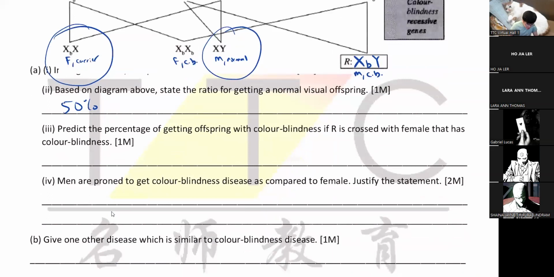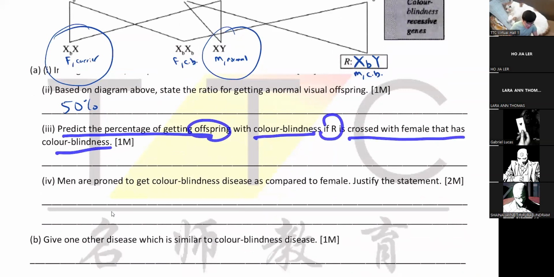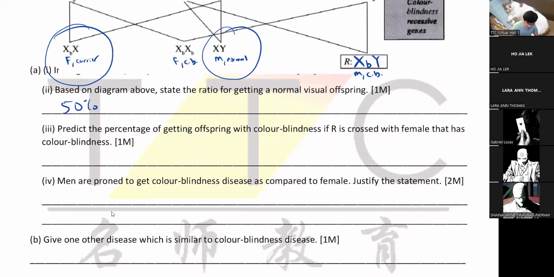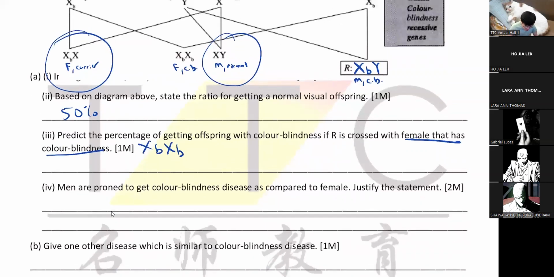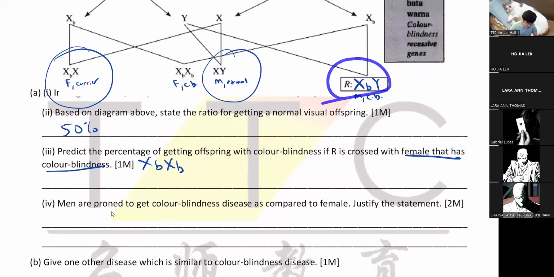All right, so predict the percentage of getting offspring with color blindness if R is crossed with a female that has color blindness. Okay, a female that has color blindness, that means she is for sure X small b, right? Because she has color blindness. So what happens when this guy marries this girl?